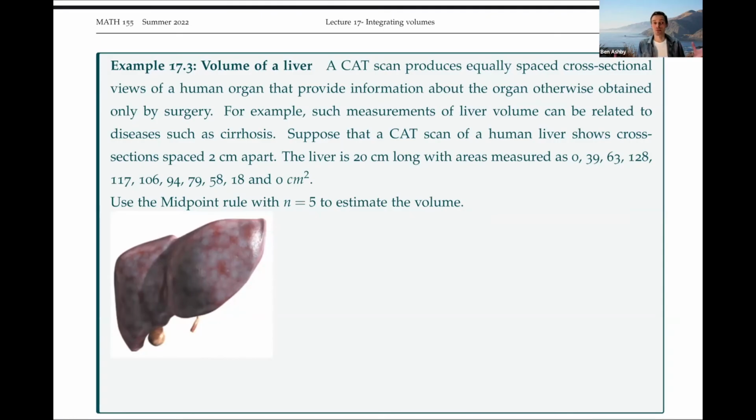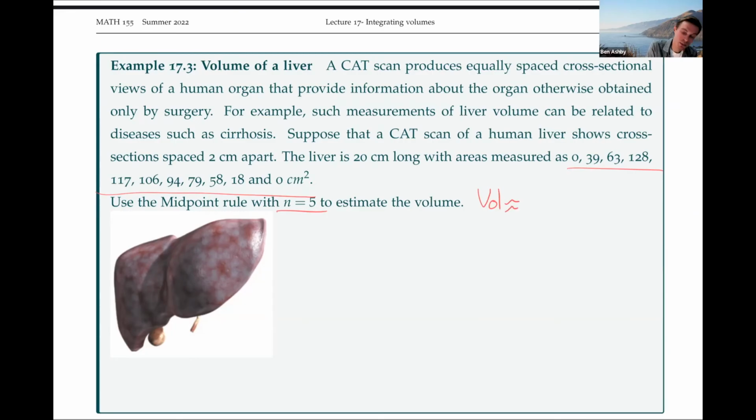And then you can, for example, see how the volume might change over time due to disease. So suppose, for example, we have a CAT scan of a human liver, which has cross-sections spaced 2 centimeters apart, and the liver is 20 centimeters long, and then we have these different areas measured as we move across the length of this organ. And then we're asked to use the midpoint rule with n equal to 5 to estimate the volume. So how do we calculate that?